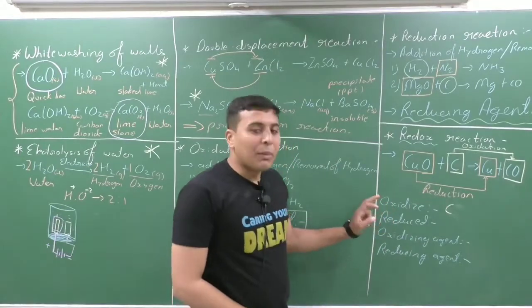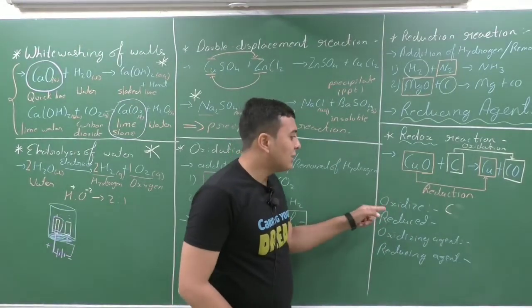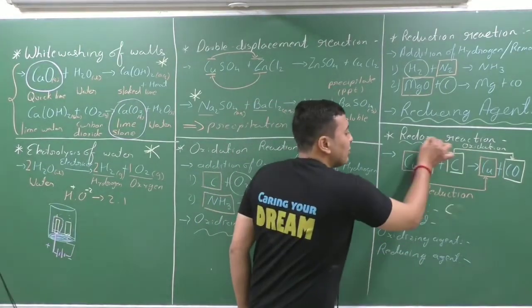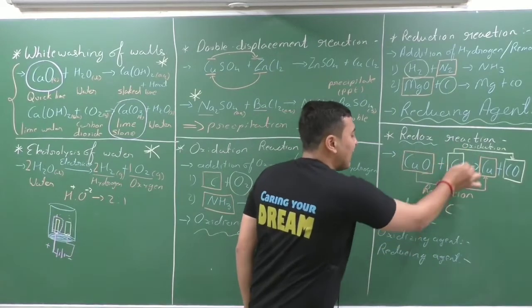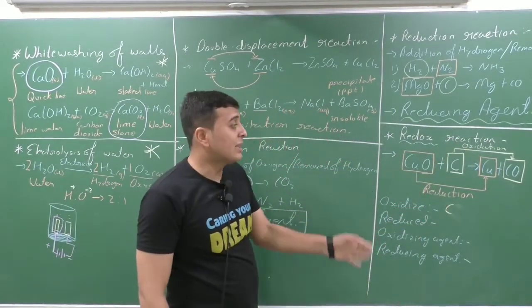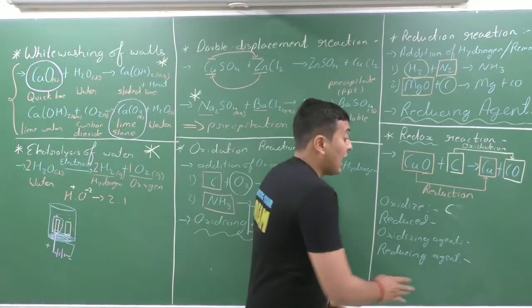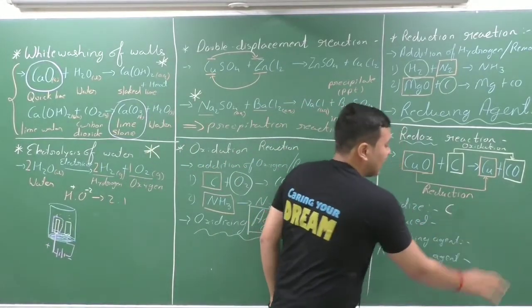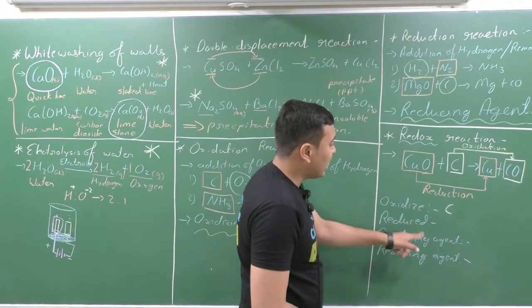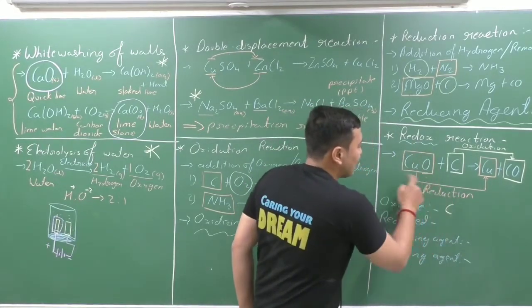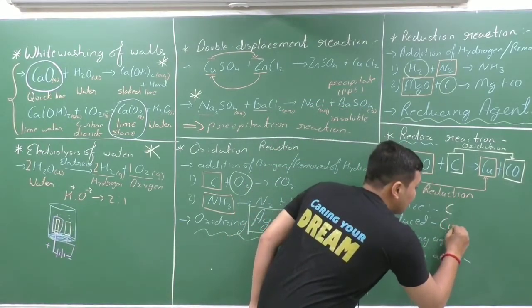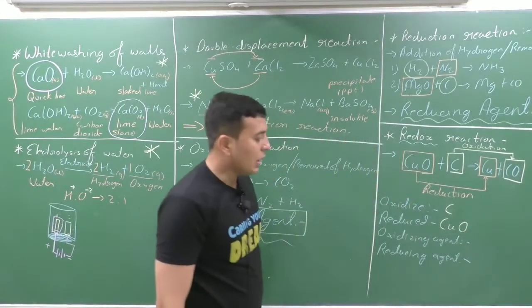The compound which gets oxidized and the compound which gets reduced will always be from the reactant side. All of the answers will be from the reactant side, not from the product side. So which compound gets oxidized? Carbon gets oxidized. The compound which gets reduced, reduction takes place of copper oxide. So it is copper oxide.